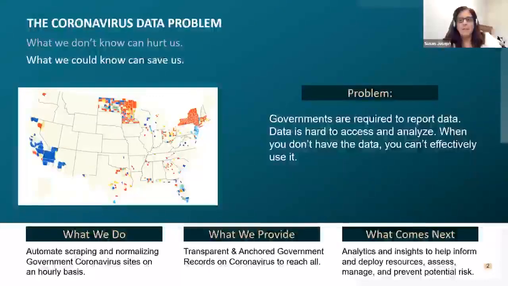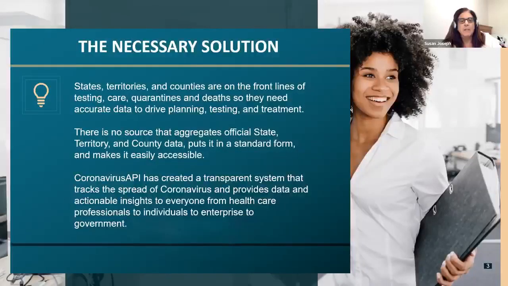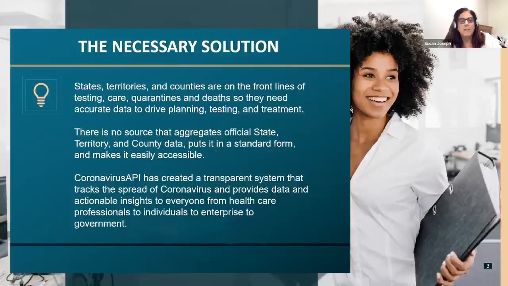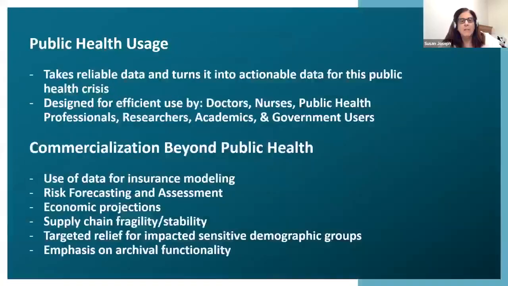Next slide, please. As we said before, states and territories and counties are on the front lines of what has to be done regarding this pandemic. They must acquire the data and they must display the data. But there is no way, absent our site, to aggregate that official data and put it in some standard form that makes it easily accessible. And once it's accessible, it's easily actionable. So we've created a very transparent system that tracks the spread of coronavirus and provides this data to everybody who needs it. Next slide, please.